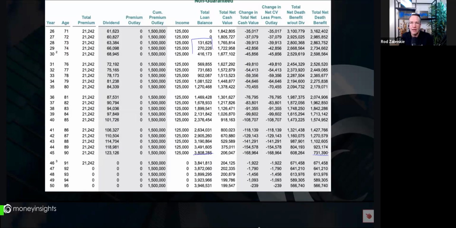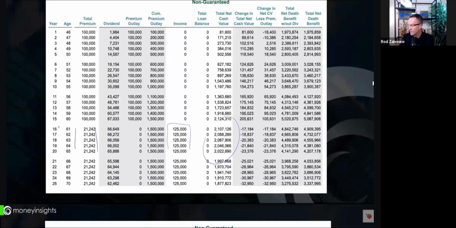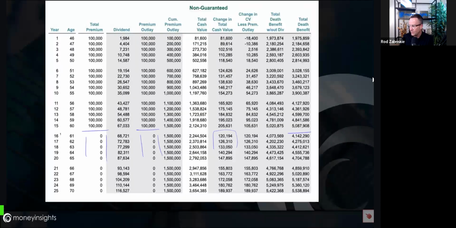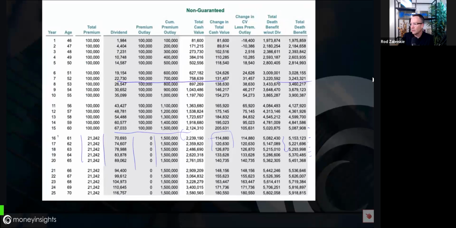And obviously to the extent that I take less income, then I have higher cash value, higher death benefit. And so it's going to be somewhere between what we see here versus what we were looking at earlier, where we were showing stop paying but not taking income, right? And you notice the death benefit continued to grow.